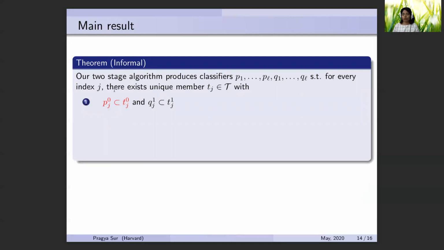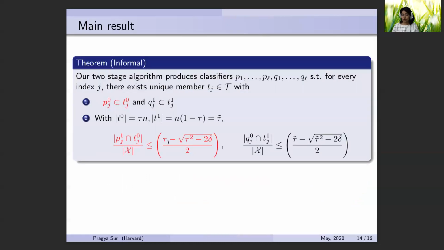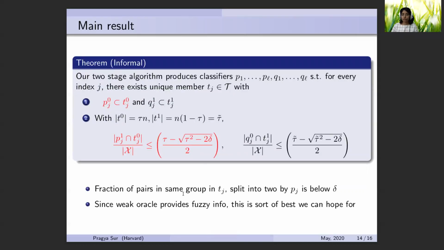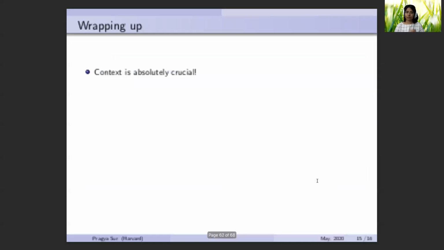We were looking for the elements classified as zeros under Pj to be a subset of elements classified as 0 under Tj, and the error on the other side is small. We can precisely quantify what this error is. Here, tau is the cardinality of Tj0 divided by the cardinality of the universe. So the fraction of pairs in the same group in Tj that are split by Pj remains below delta. You can calculate and show that. And because the weak oracle gives us fuzzy information where there is a delta margin of error, this is in some sense the best you can hope to do.